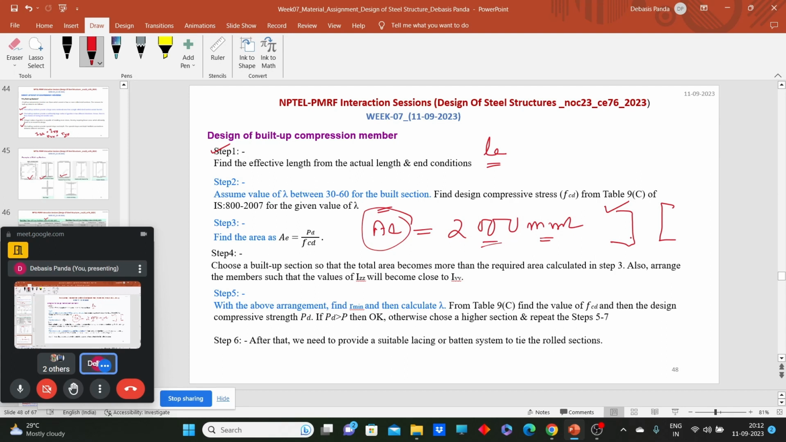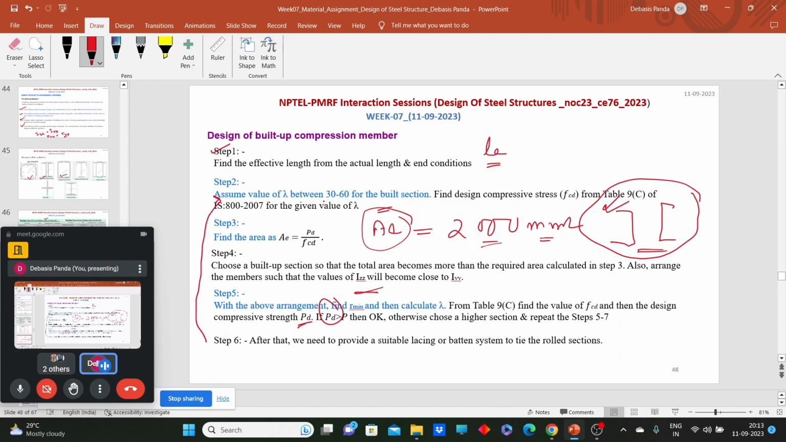Then what will we do? We will place these members so that our IZZ will become IYY. Now, with that arrangement, we have selected the sections, we have placed the sections. Now, for this arrangement, we need to calculate the PD value. If that PD value is more than the design or applied load, then it's okay. Otherwise, you go directly to step 2 or step 3.